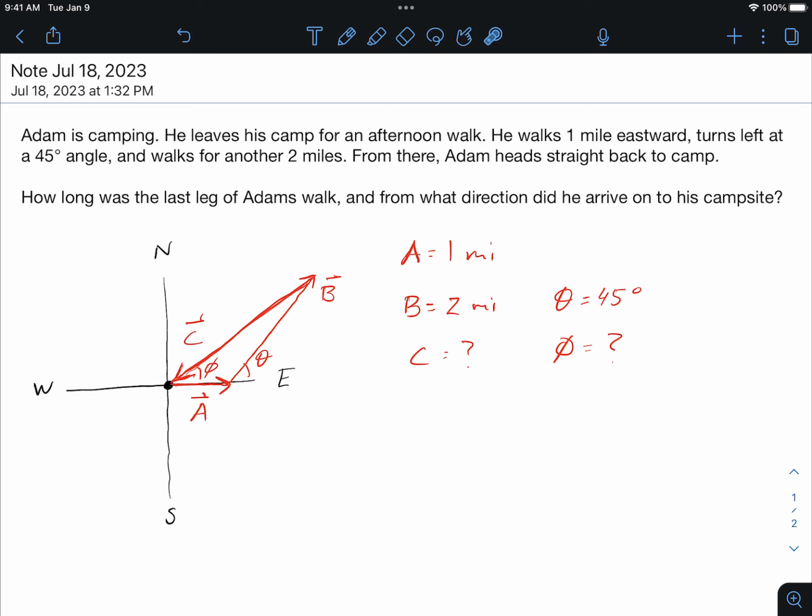This picture contains all of the information in the problem, and so this is going to be the basis of my solution, which we can look at in the next video.